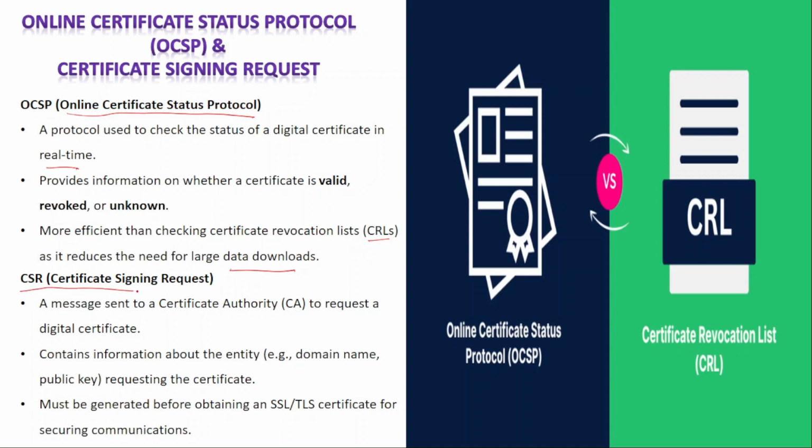And what is CSR? That is certificate signing request. It is a message sent to a certificate authority to request a digital certificate. Each time a new web server or a new user or a new device wants a certificate, it is done through a CSR, or certificate signing request. And this CSR, of course, contains all the required data about the web server or about the user or organization that is required by the CA to issue a new certificate. It contains information about the entity, that is the domain name and its public key, that is requesting the certificate.